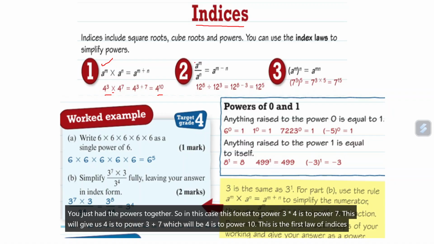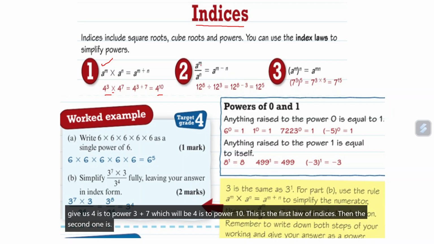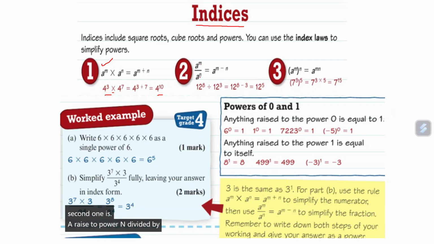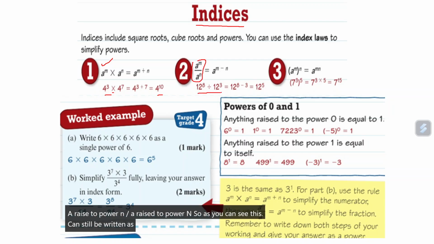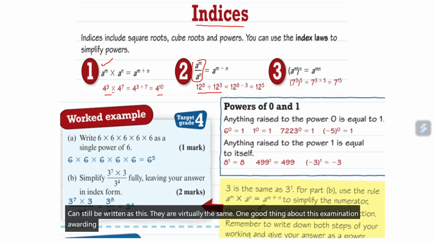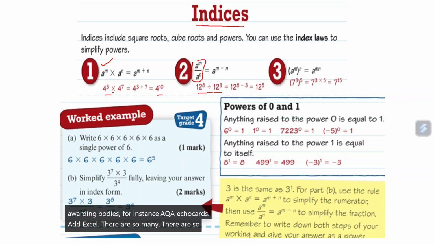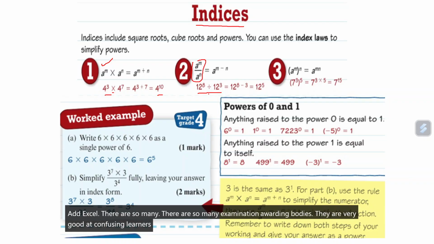Then the second one is a raised to power n divided by a raised to power n. As you can see, this can still be written as this. They are virtually the same. One good thing about these examination awarding bodies, for instance AQA, Edexcel, there are so many examination awarding bodies, is they are very good at confusing learners. So you need to outsmart them. So this can still be written as this.